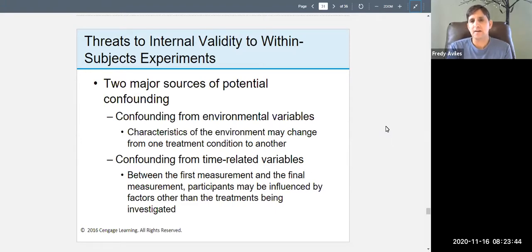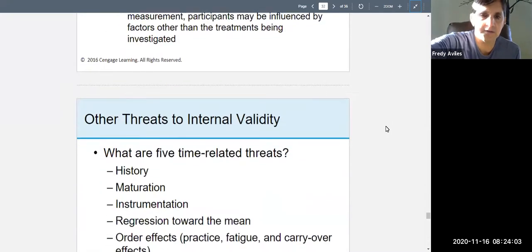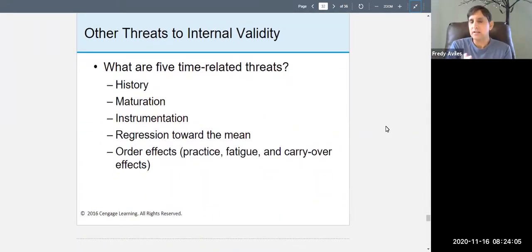There's also confounding from time-related variables. These are confounds that have to do with time. So between the first measurement and the final measurement, because remember, they participate more than once, the participant may be influenced by factors other than the treatments. Here are some examples of those factors. Some time-related threats: history can be a problem. Maturation, instrumentation, regression toward the mean, order effects. These are all things that are related to time.